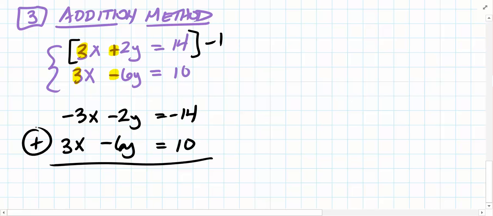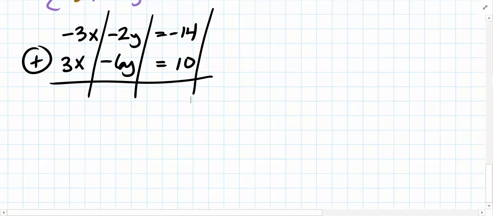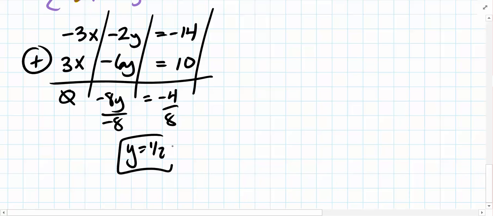Now, if I think about adding these vertically, keeping my x's all lined up and my y's all lined up and my answer all lined up, look what happens. I get negative 3x and positive 3x. Well, that goes away. That's why they call it the elimination method, but this book calls it the addition method. Doesn't matter which way you want to call it. So negative 2y and a negative 6y, if I add those together, that's negative 8y. And then on the other side, if I get negative 14 and 10, I get negative 4. So if I divide both sides by negative 8, I see y is just a half, right?